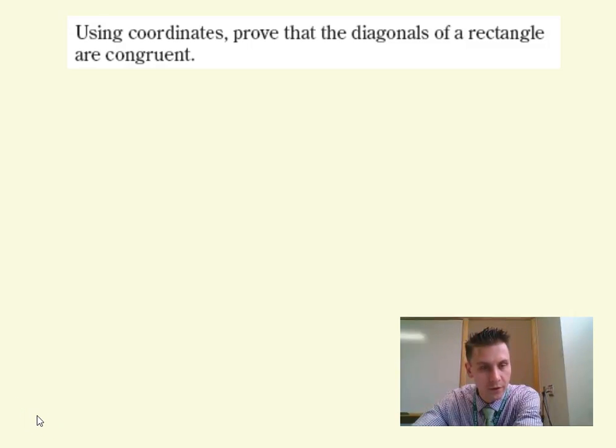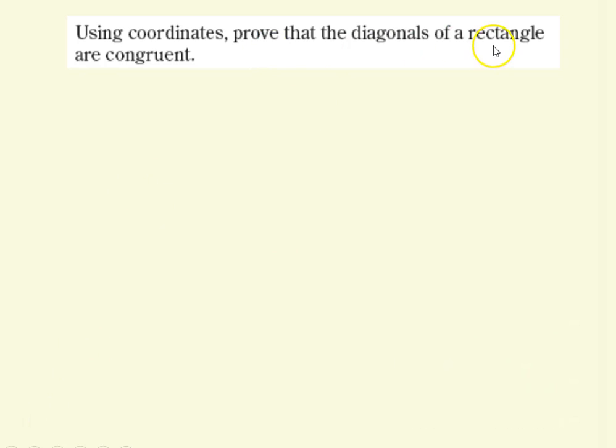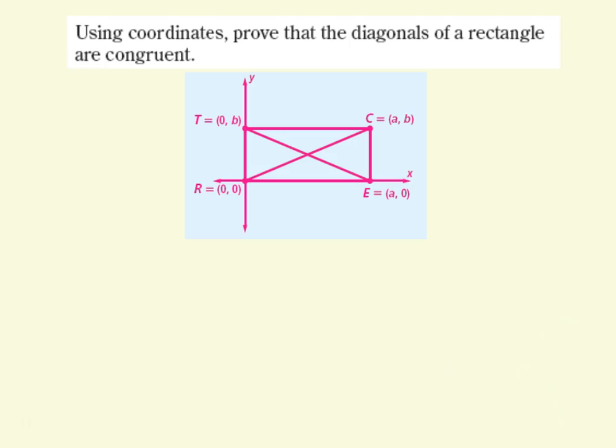All right, we got another example here on the distance formula. We're going to use the distance formula to prove that the diagonals of a rectangle are congruent. The diagonals of a rectangle are congruent, something that we looked at earlier this year, and now we're going to prove that they're congruent using the distance formula. So that sounds maybe scarier than it actually is.